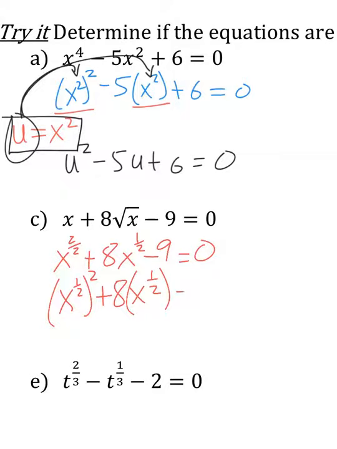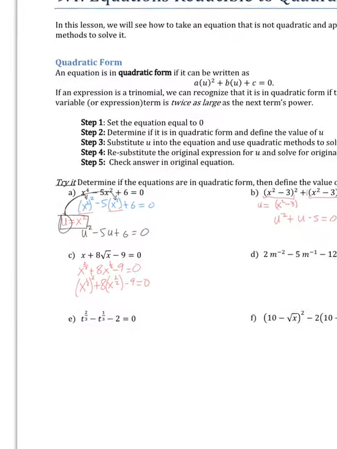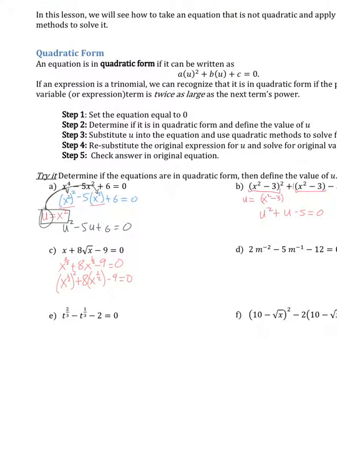Okay, so we've got to make a connection here between the first and second term, right? This was x squared. This was x to the 4th. This was parentheses to the first. This was parentheses squared. This was x to the 1/2 and x to the 1. So how many times bigger is the power on this than the power on this? Twice as big, right? 4 is twice as big as 2. 2 is twice as big as 1. 1 is twice as big as 1/2.